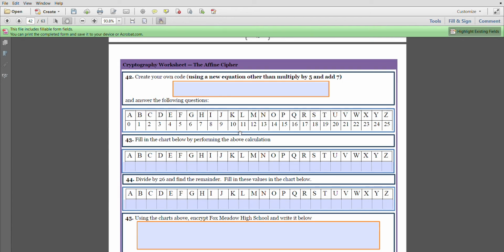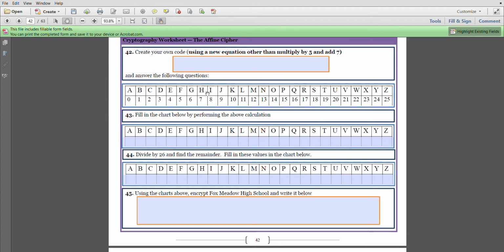Cryptography worksheet, the affine cipher, continued. Create your own using a new equation other than multiply by 5 and add 7, and answer the following questions. So you're going to create your own. Maybe I would do x times 9 divided by 8, or what have you. I probably wouldn't get so fancy though. Maybe I'll use subtraction instead and do minus 5.